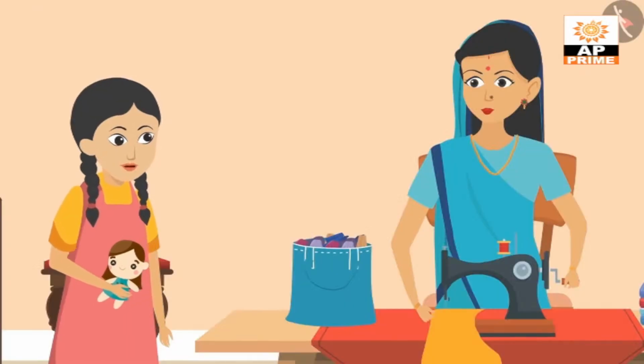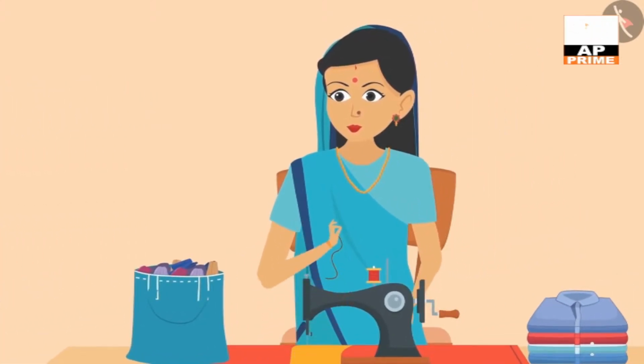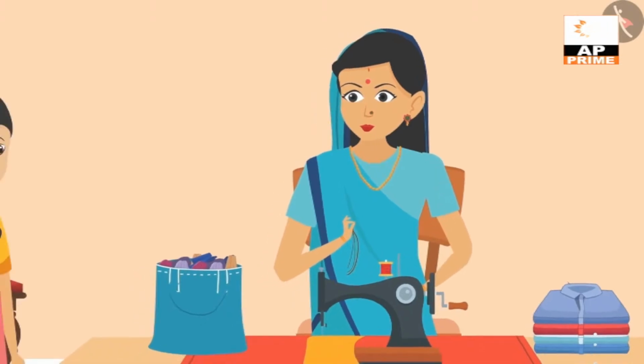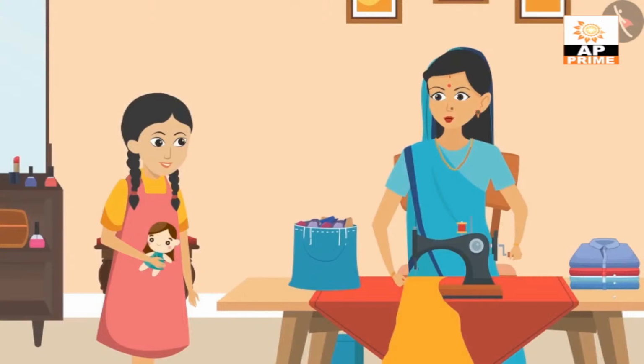"Auntie, if the cloth is made up of thread, then where do these threads come from?" To answer this question of Sunaina, her auntie removes thread from her sewing machine, scratches it into thin parts and shows it to Sunaina. "Sunaina, these thin hair-like strands which are coming out of this thread are called fibers. Threads are made from these fibers and then fabric is produced from them."